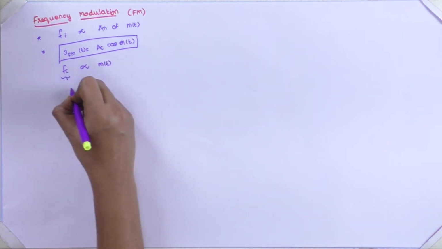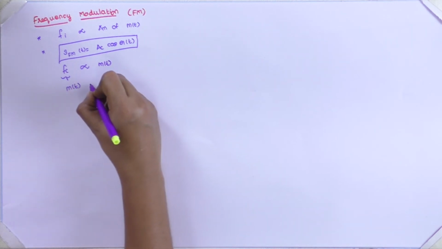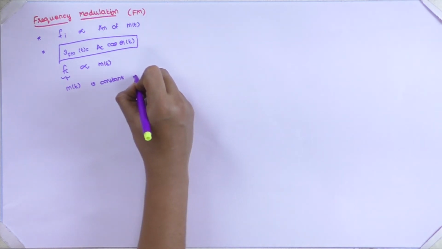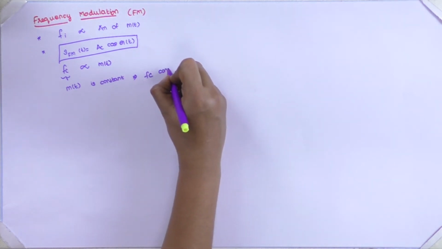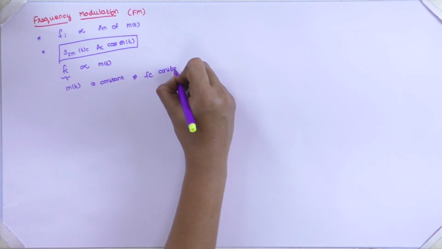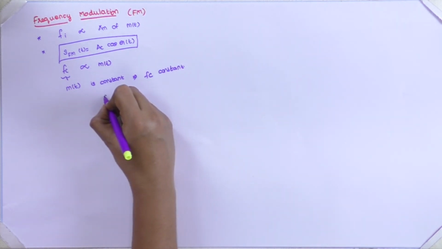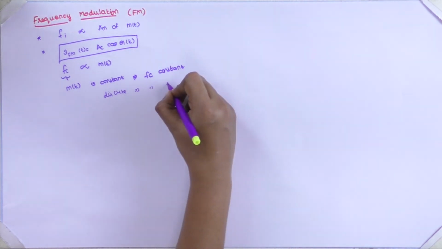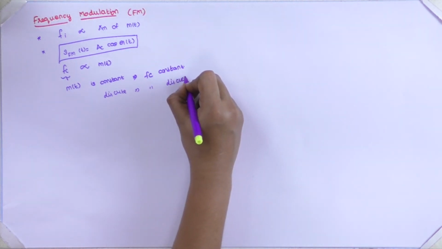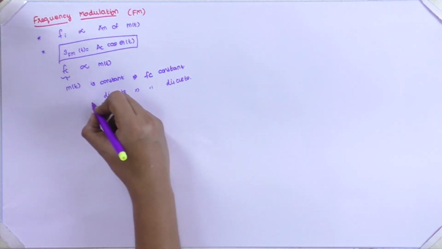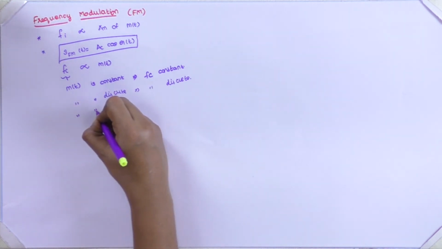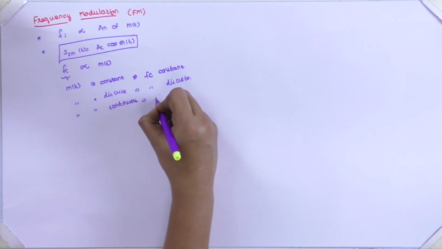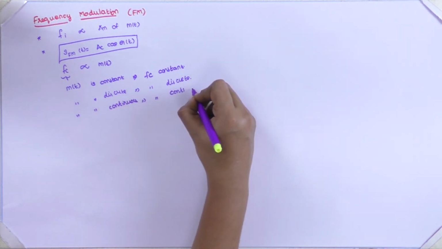If m of t is constant, Fc is also constant because we don't have any variations. If m of t is discrete, then Fc is also discrete depending upon the discrete value. If m of t is continuously changing, then our Fc is also having continuous values.